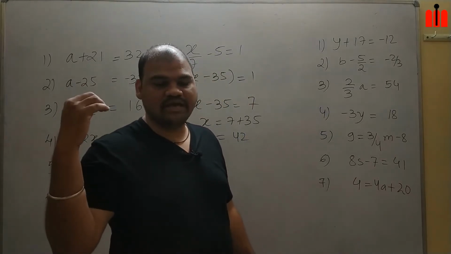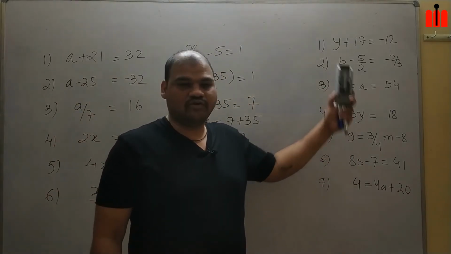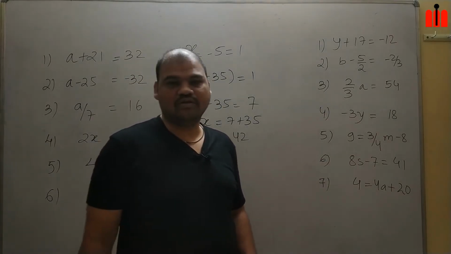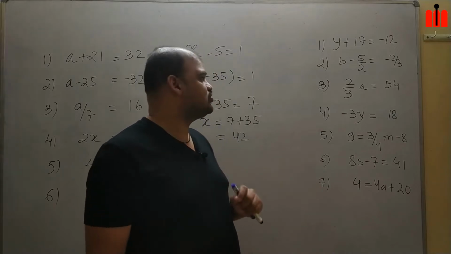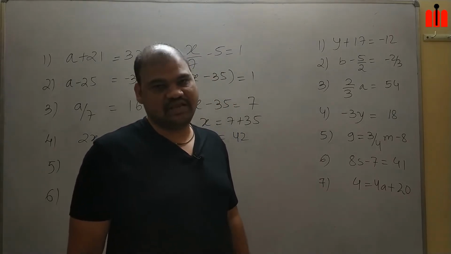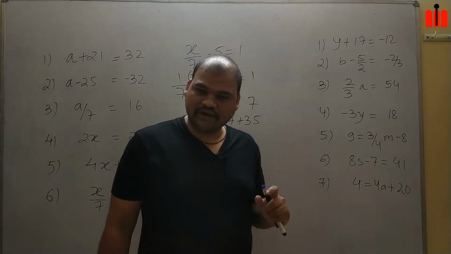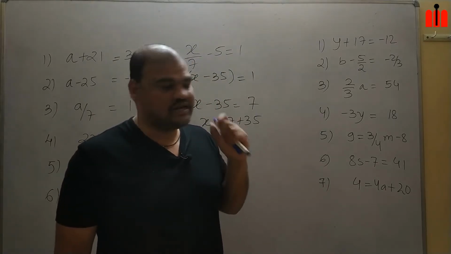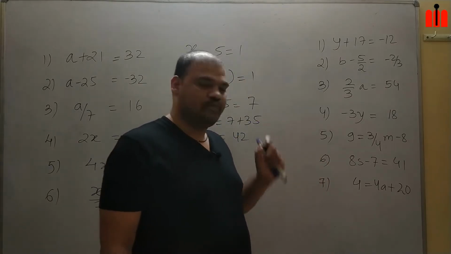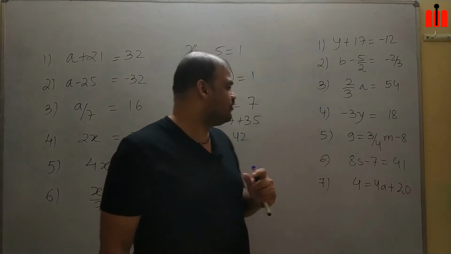Now based on whatever we had done, these questions are the homework for you. Seven questions for homework. First question: y plus 7 equal to minus 12. Second: b minus 5 by 2 equal to minus 2 by 3. Third: 2 by 3a equal to 54.